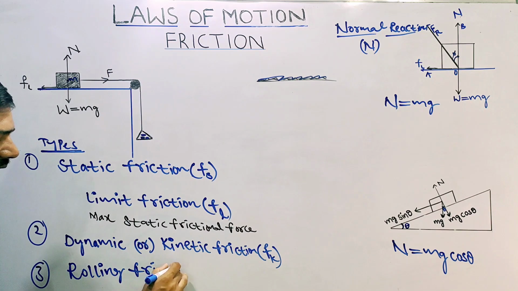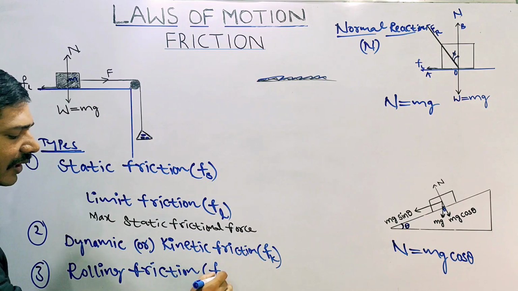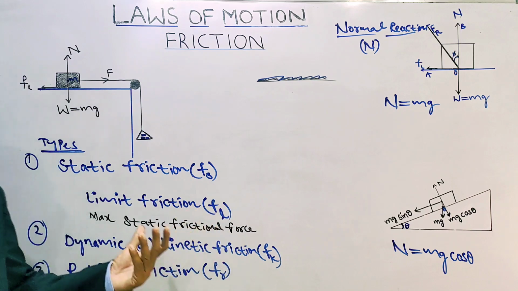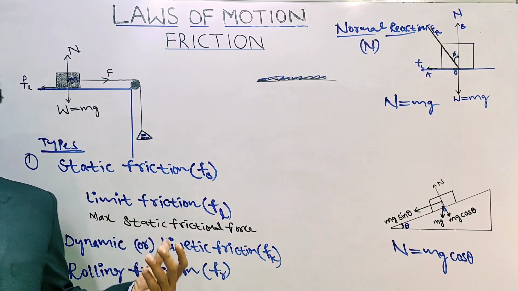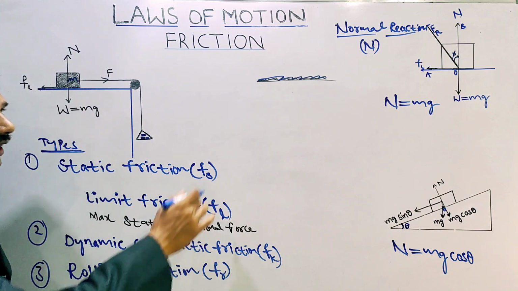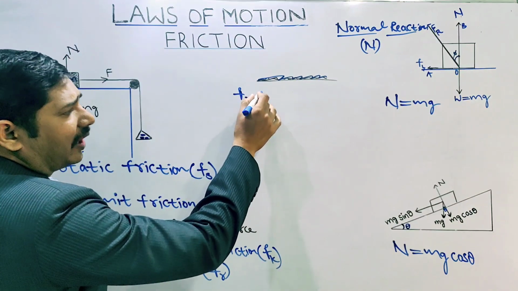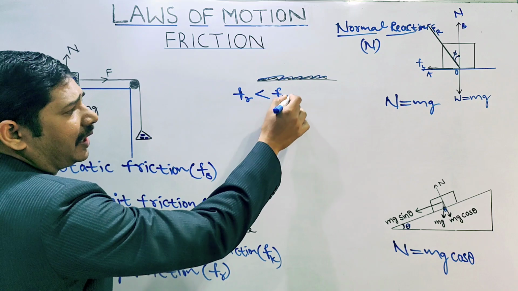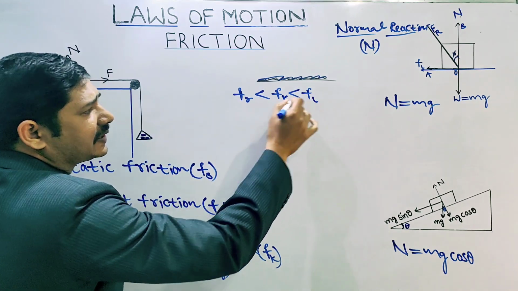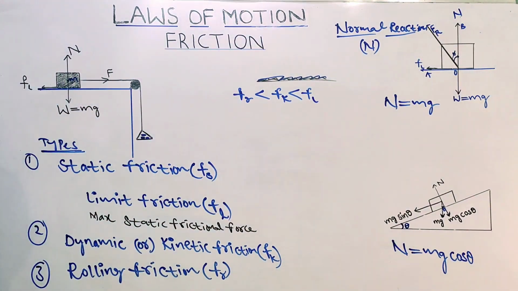The third type is rolling friction, denoted by the symbol Fr. This rolling friction is very small compared to kinetic friction and static friction. The relation we can take is that Fr, the rolling friction, is very small compared to kinetic friction and static or limiting friction.